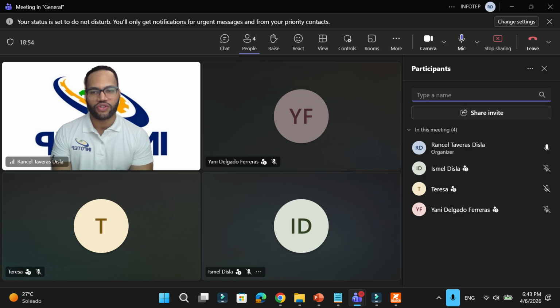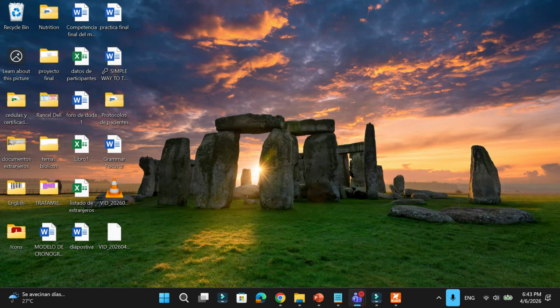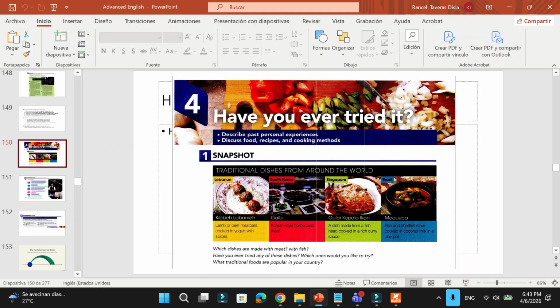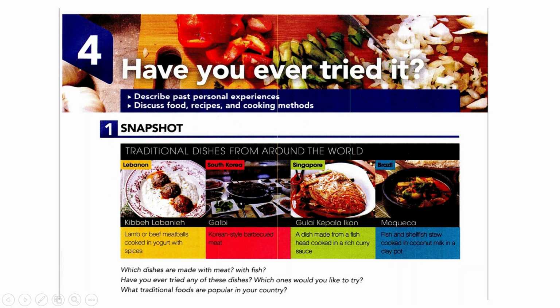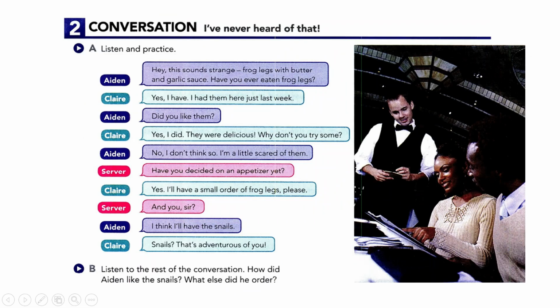Do you have any questions about the English idioms? No? Okay, guys. So let's continue. Our unit for this afternoon is "Have you ever tried it?" We were talking about this in our previous class. So let's start with the reading.